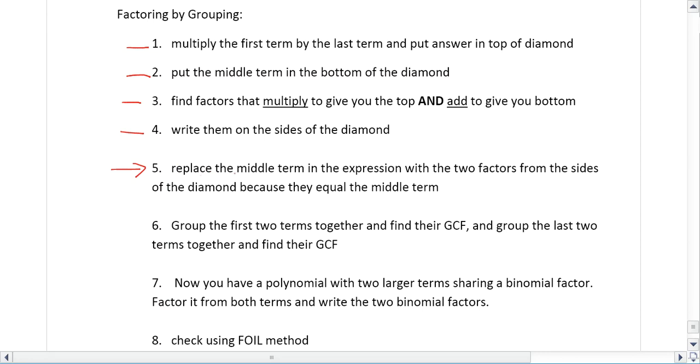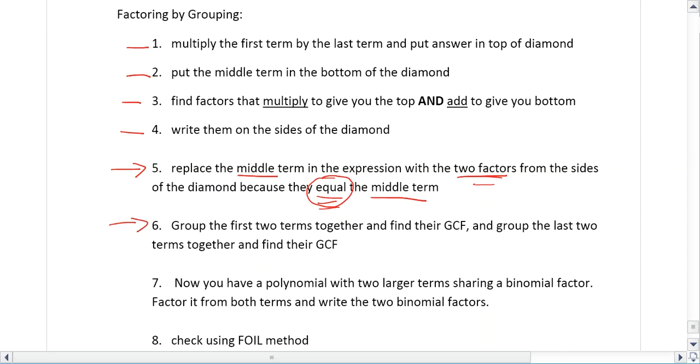In the expression that we're factoring, we take out the middle term and we put in the two factors that we just found in our diamond. Because the two terms that we found in the diamond equal, this is a very important word here, when you add them together, they equal the middle term. So it's kind of like a little substitution. You pull out the middle term and put in those two factors. Then we do the factoring by grouping.